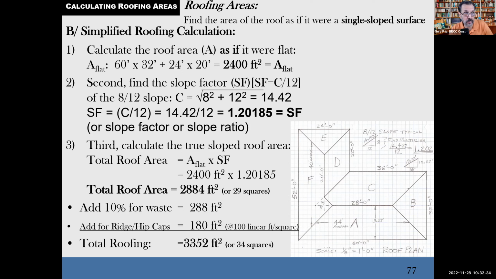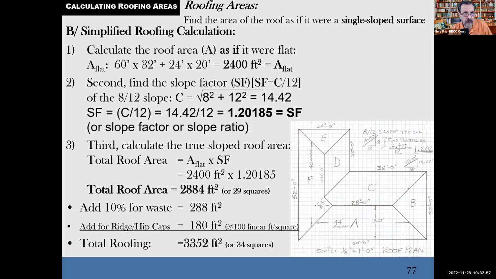So let's look at step 2. We're going to find the slope factor. In this particular problem, remember, we figured out already. In step 2, it says, second, find the slope factor, SF. The SF is always going to be the hypotenuse of that unit triangle divided by the base, which is always 12. So C divided by 12. So we just have to find C.